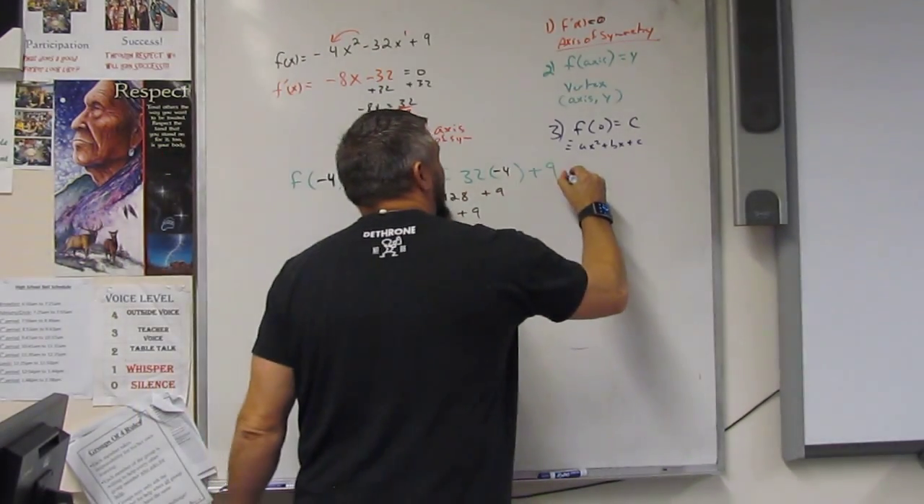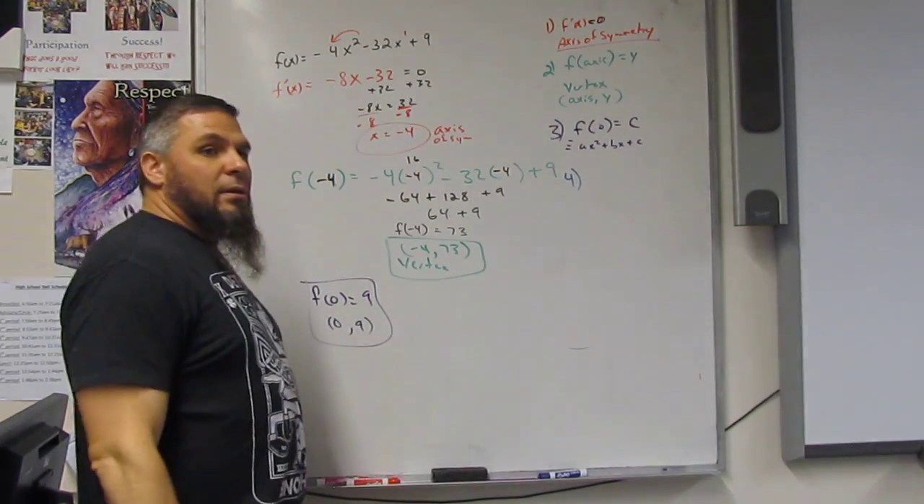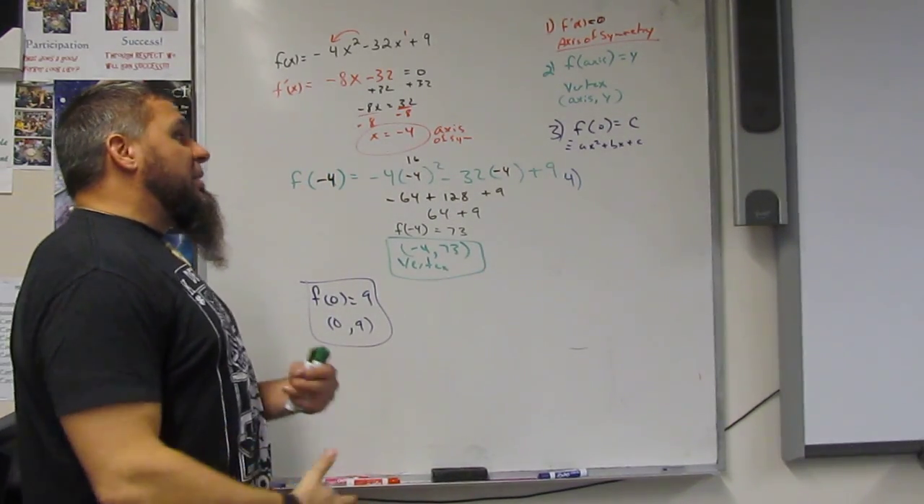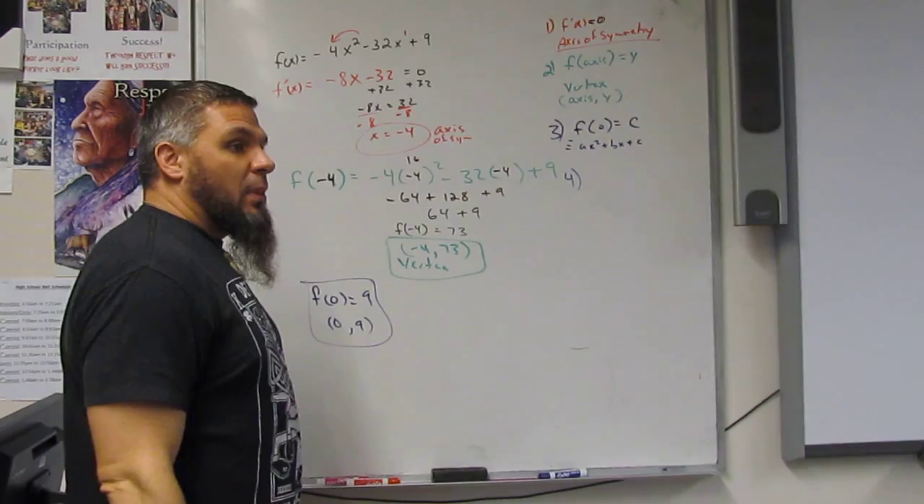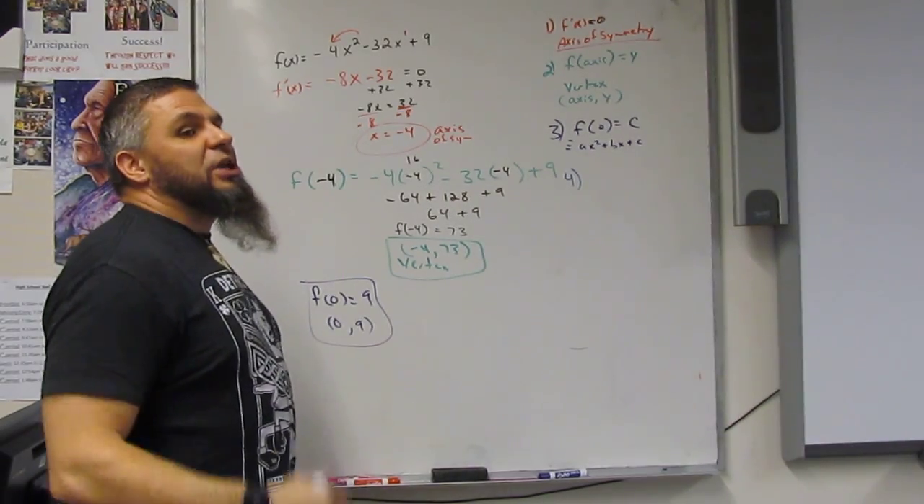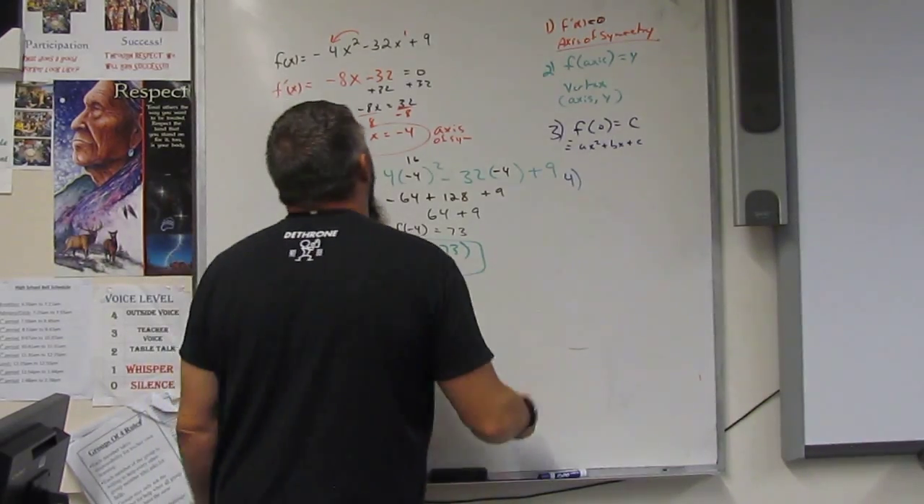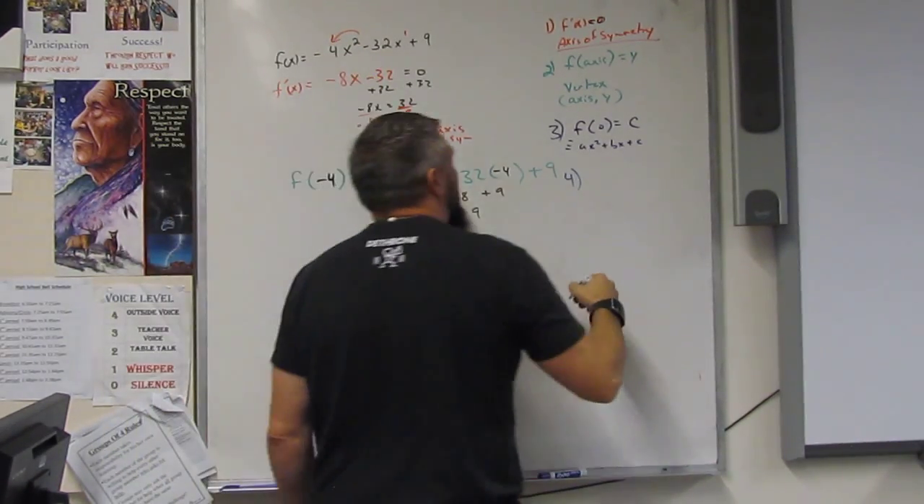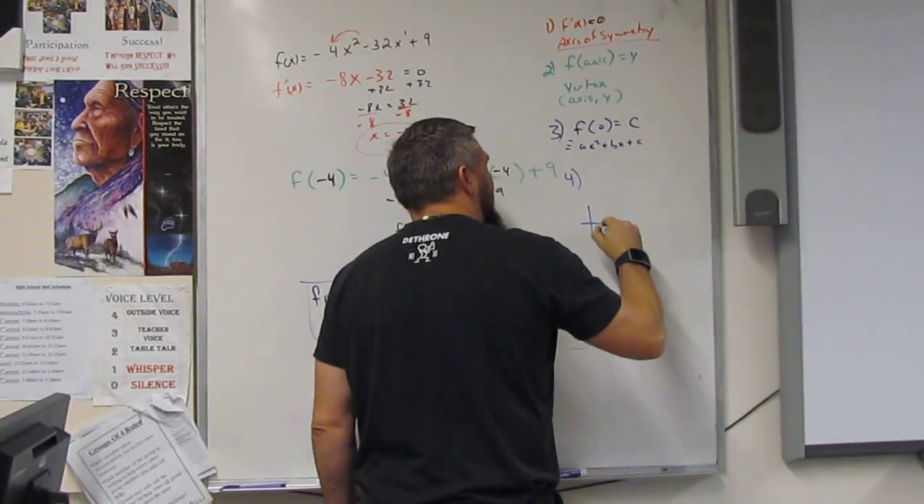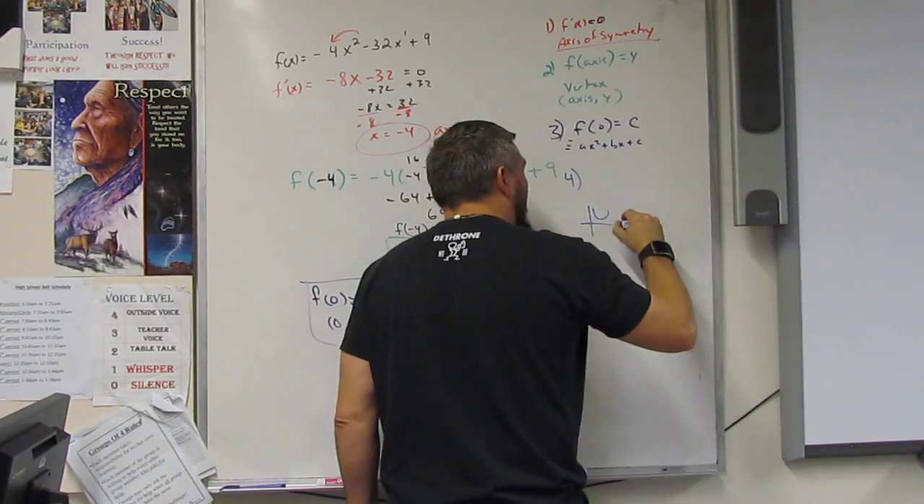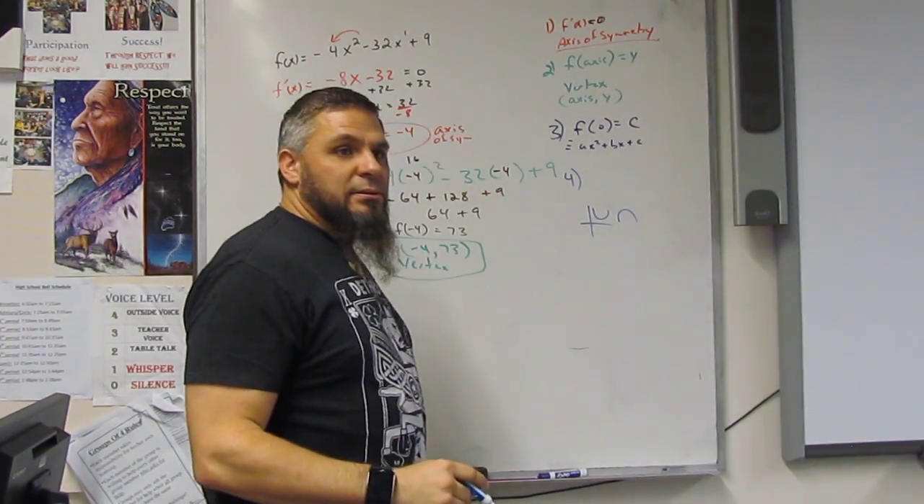Alright, 4. What am I going to do for 4? Plug it all in. The check method. The check method is what? Remember, we have this function, right? And it either looks like this, right? Or it looks like this, right?